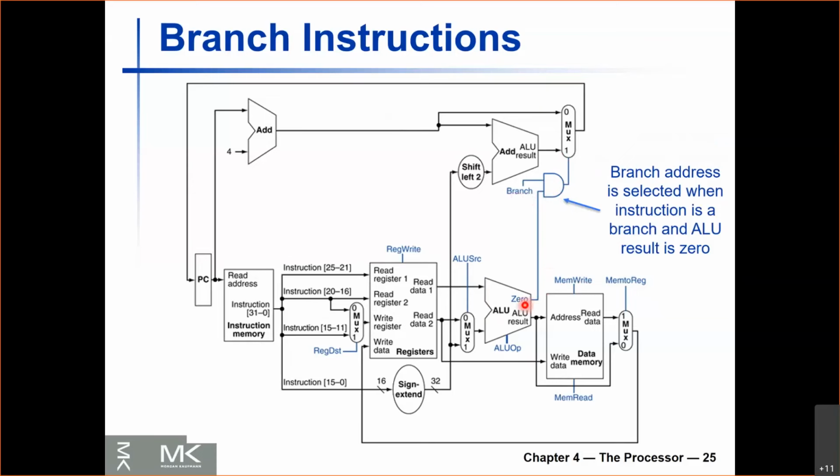This 0 bit is going to specify whether the two values are equal, because the result of the subtraction will be 0. So if this instruction is a branch and the output of the ALU is 0, then we will select 1 over here, which will be the output of this circuit that does offset times 4 plus PC plus 4. Otherwise, we're going to select PC plus 4. Clear so far? Any questions?